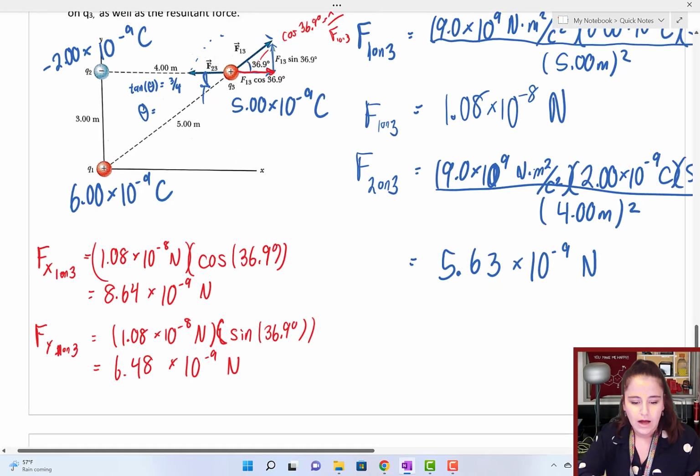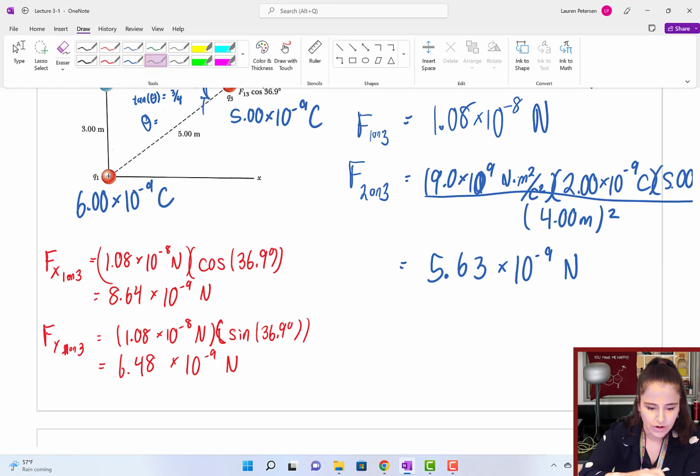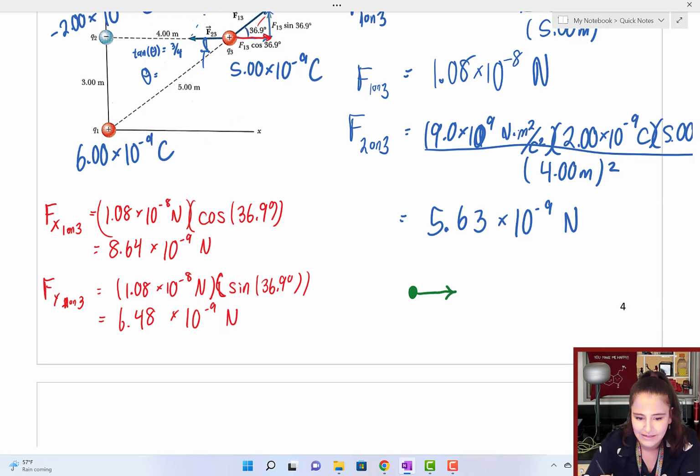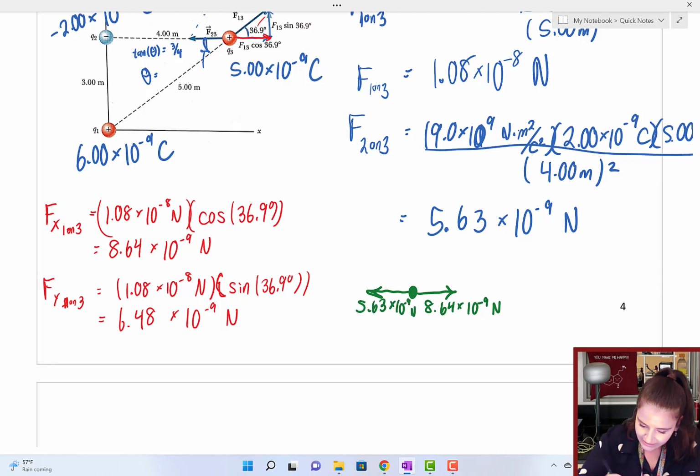Let me go ahead and zoom in and draw what we have so far on Q3. So we have Q3 and we broke it down into its components. We have the x component of force 1 on 3, which is 8.64 times 10 to the negative 9 newtons. We have the force due to 2 on 3, which is 5.63 times 10 to the negative 9 newtons. And then we figured out the upward or y component of this to be 6.48 times 10 to the negative 9 newtons.